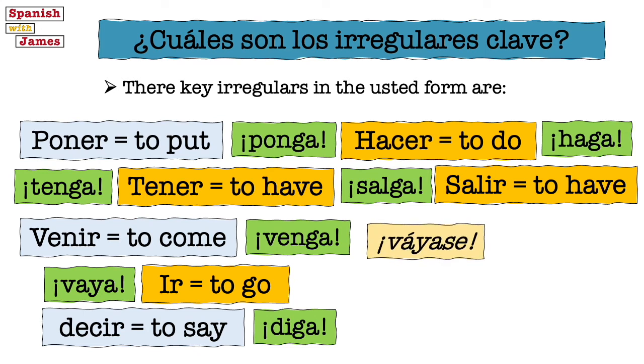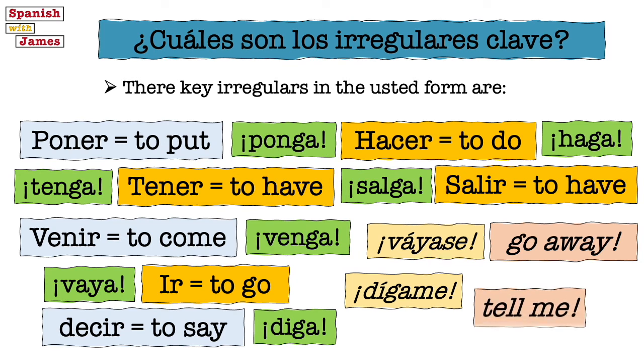And as I mentioned, you could say váyase, go away, váyase. Dígame, tell me. Dígame la verdad, tell me the truth. So whether you use vete or váyase, dime or dígame, it depends on whether you'd normally speak to that person with the tú form or the usted form.